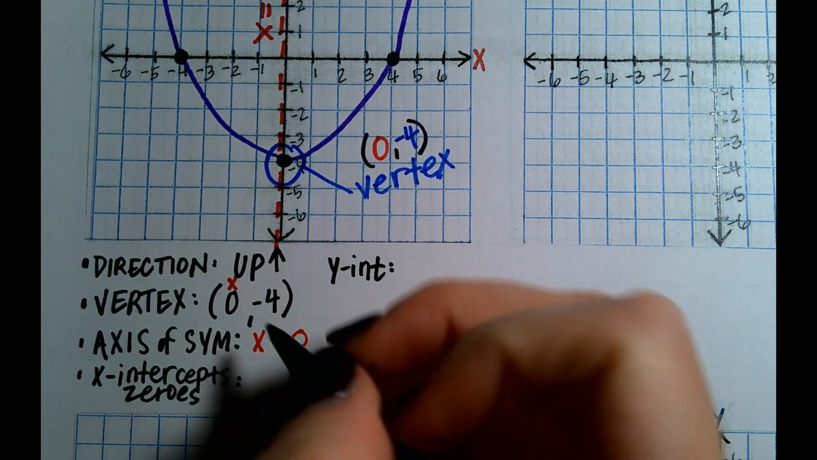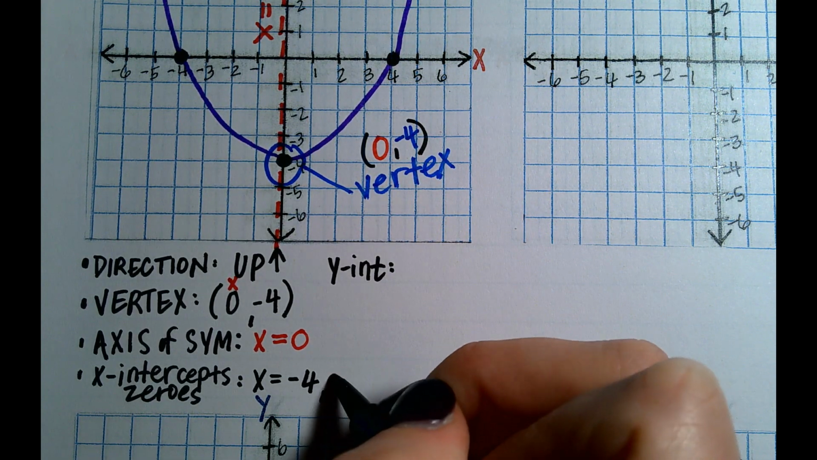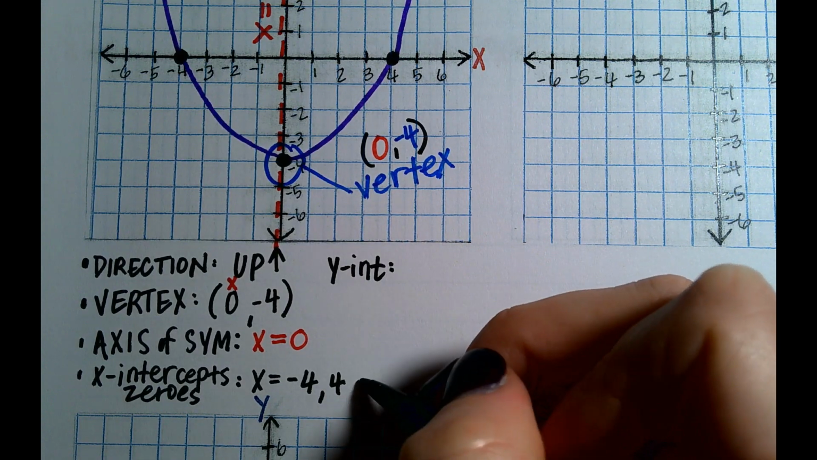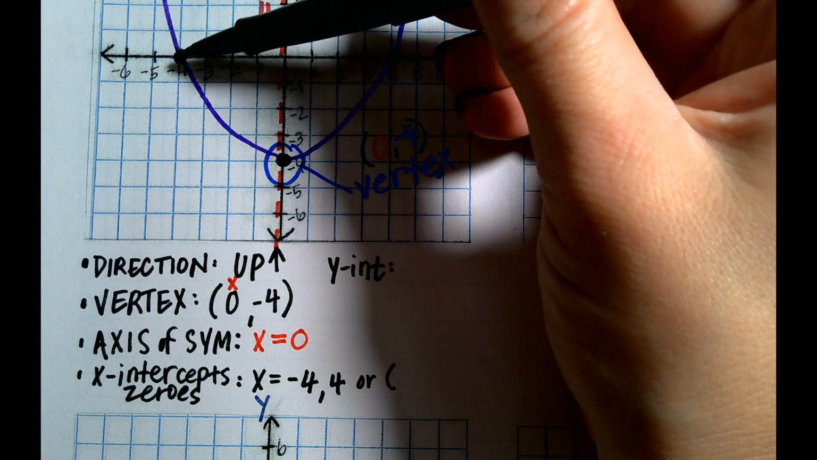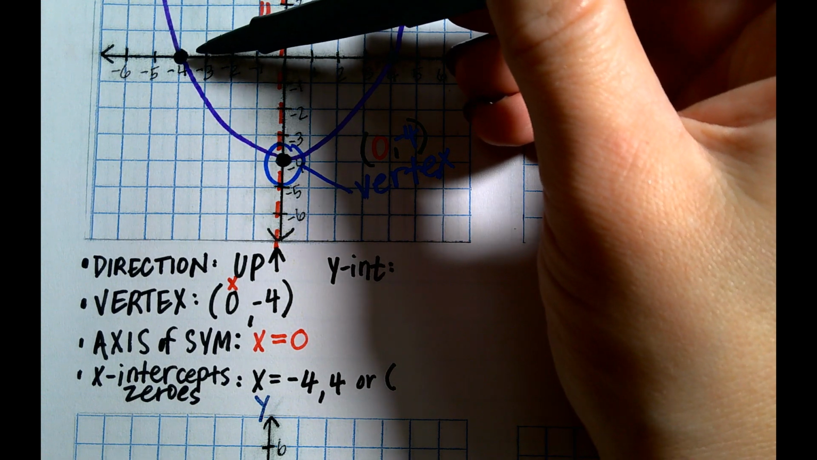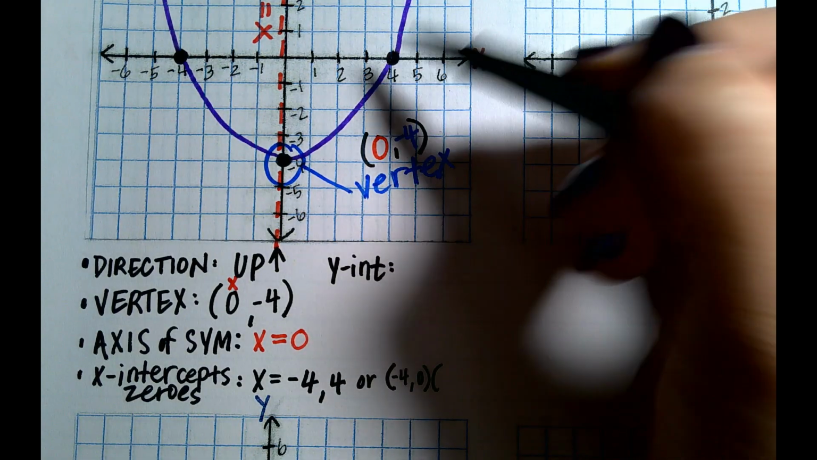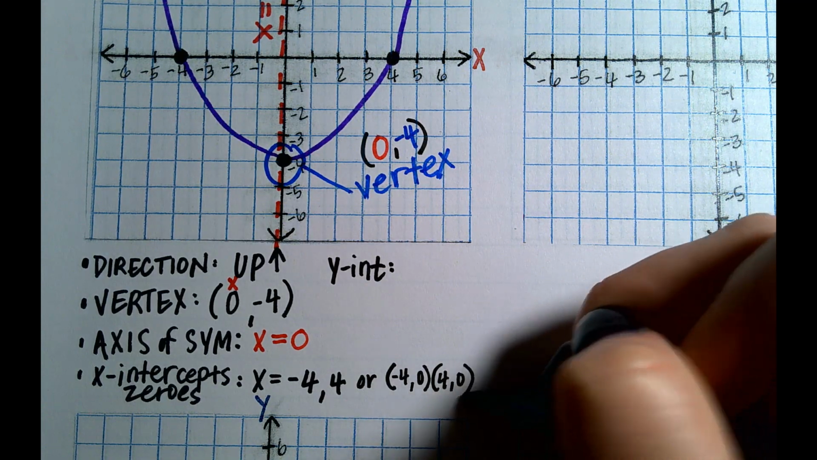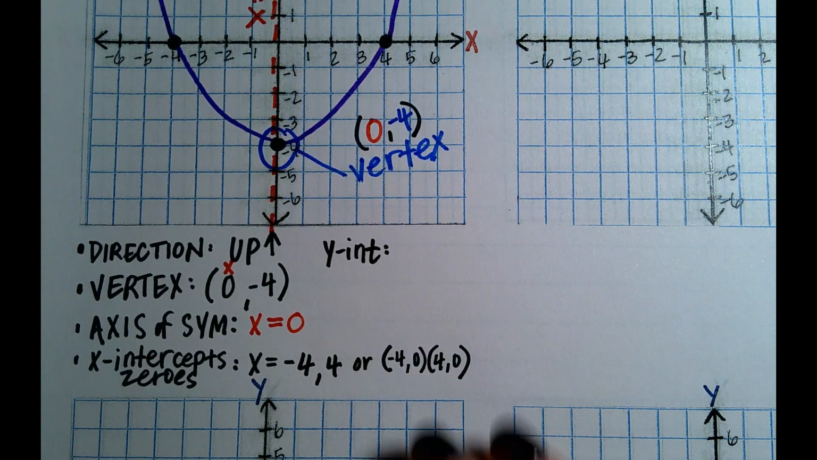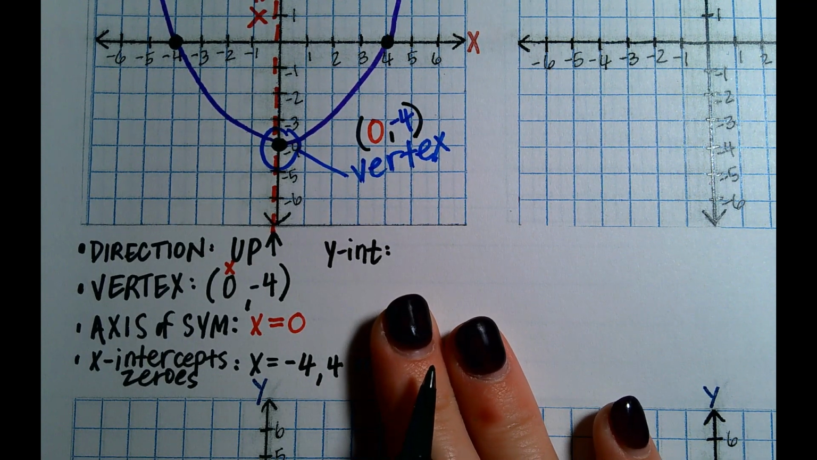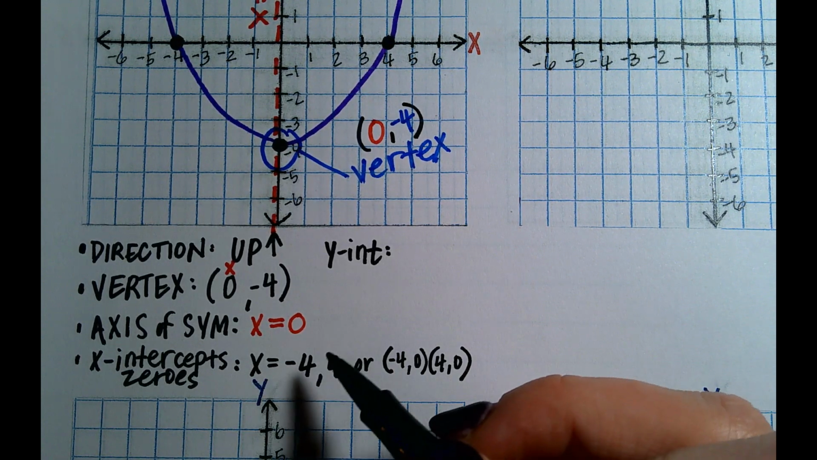So remember with these, you can either just write the numbers, x equals -4 and 4, or if we wanted to write them as coordinates, this would be -4, 0. And this one would be 4, 0. If figuring out all the coordinates stresses you out, -4 and 4 is fine. But do not put that in parentheses, because this is not a coordinate. Okay?